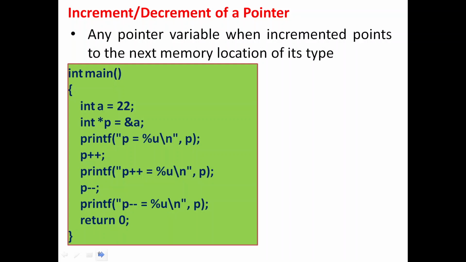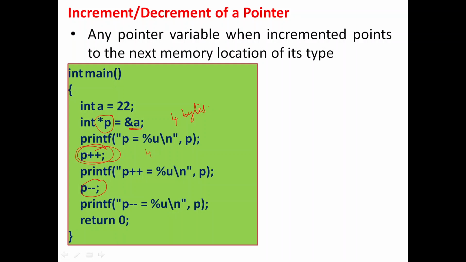First one is increment or decrement of a pointer. In this program you can see that there is a pointer p, and it stores the address of the variable a. Simply, we can increment the pointer or we can decrement the pointer. We know that the size of an integer is 4 bytes. Usually if we increment a variable, it is incremented by 1, but this is an integer pointer. If we increment the pointer, it will be incremented by 4.